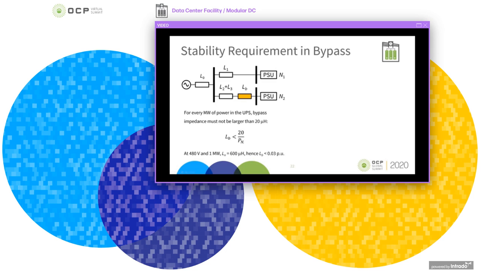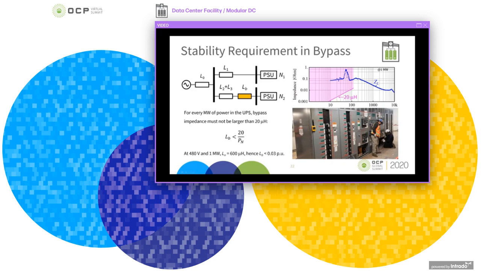So you see that for a 1 megawatt UPS, you have a constraint of 20 microhenries. At 480 volts and 1 megawatt, the nominal inductance is somewhere around 600 microhenries. So our requirement is basically saying that your inductance should be below 0.03 per unit for these values. To the right, there is a picture that shows how these 20 microhenries compares to the equivalent impedance of 1 megawatt of power supplies. So these two impedances are far from each other, and that's because we need to accommodate for the additional interconnections that add to the bypass impedance.